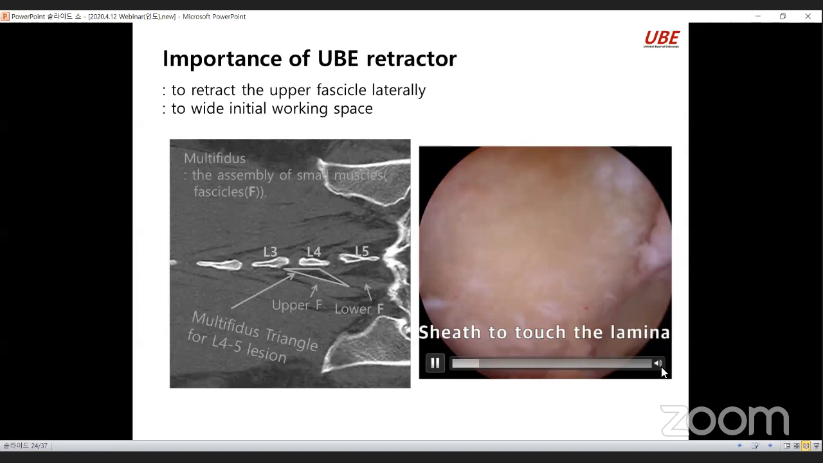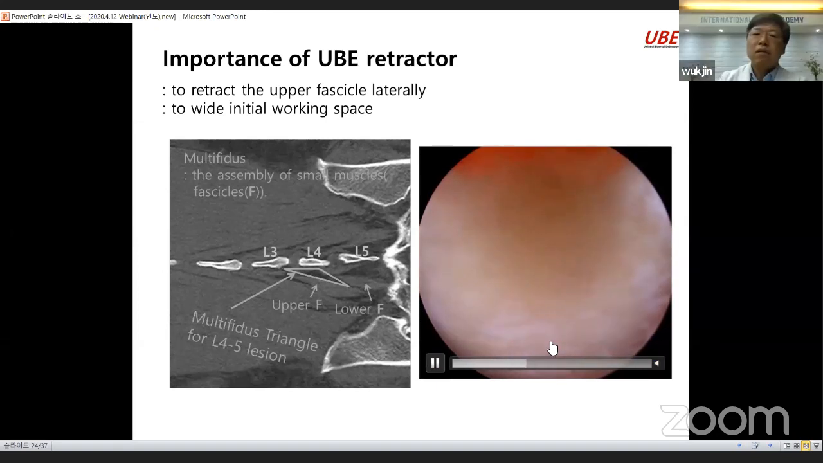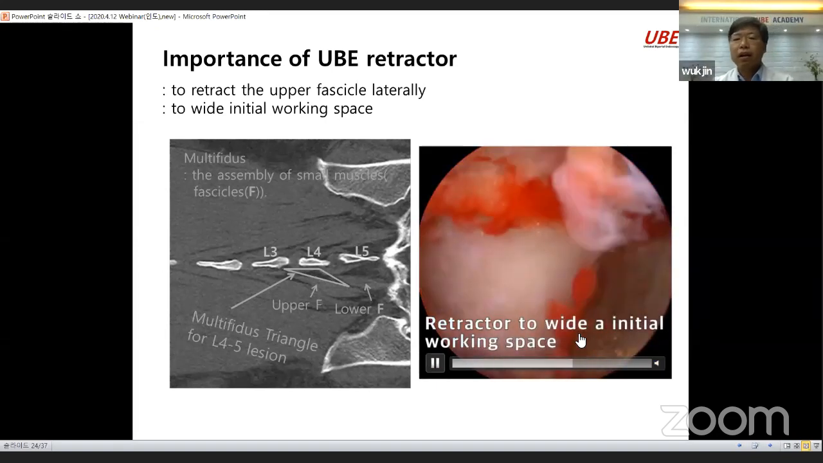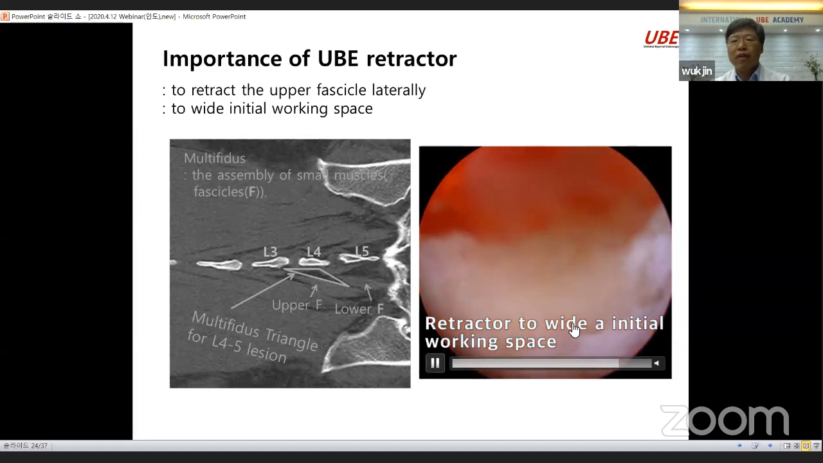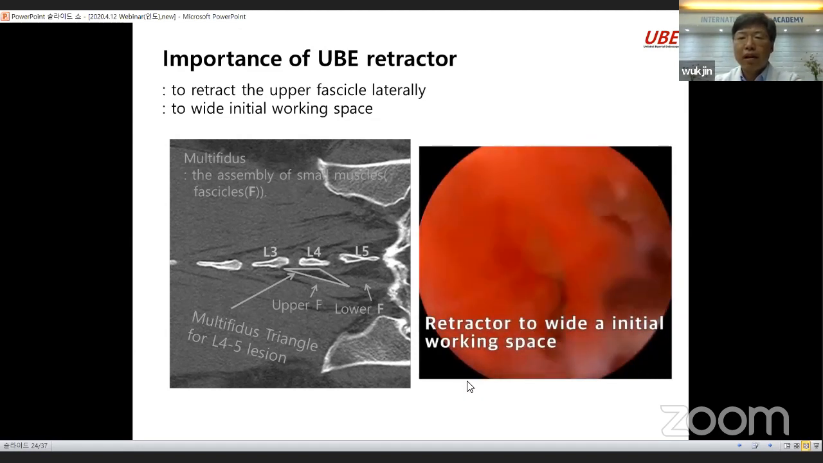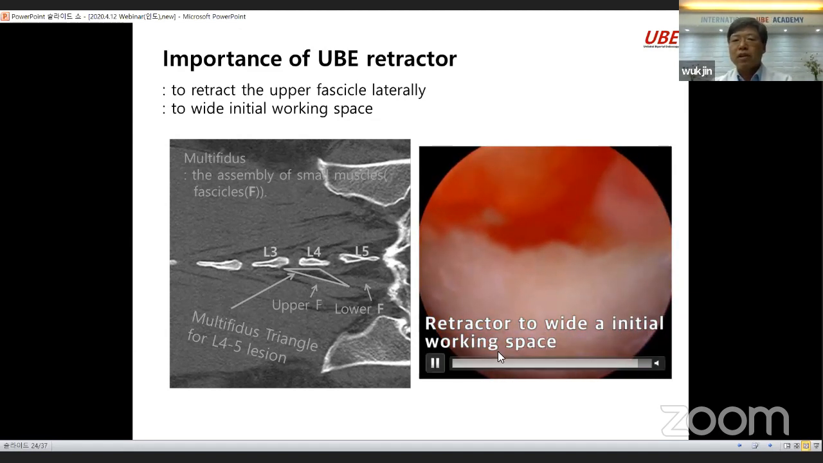Here, touch and retract this type of upper fascia. Again, retract the upper fascia this time. This area is the initial working space.